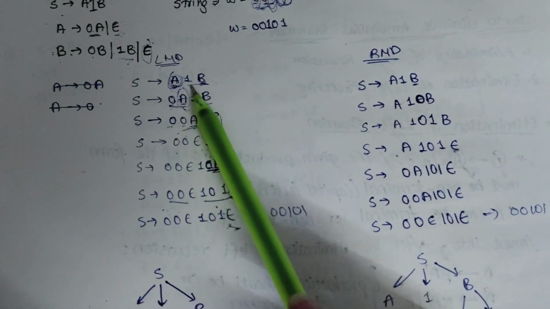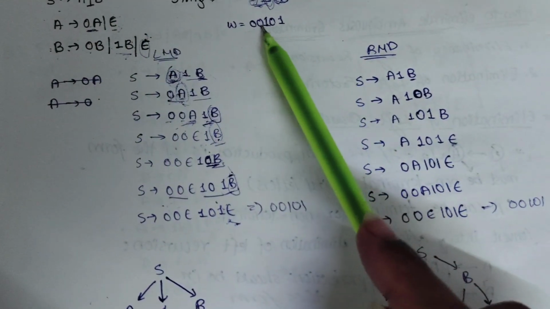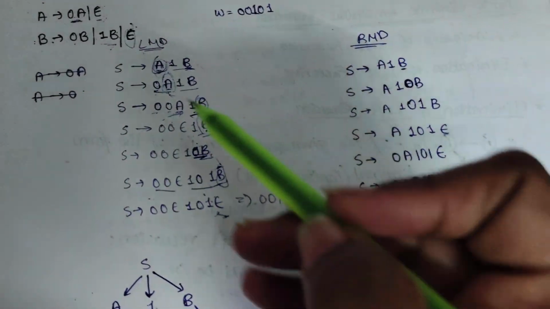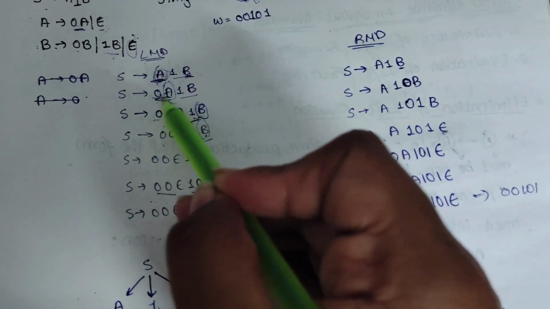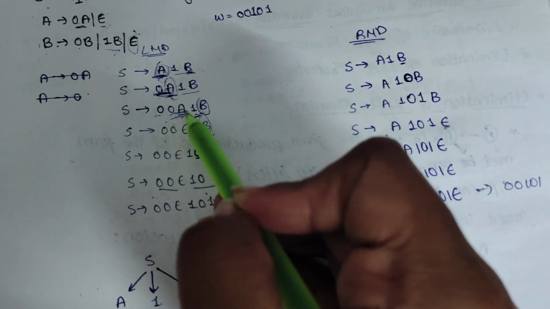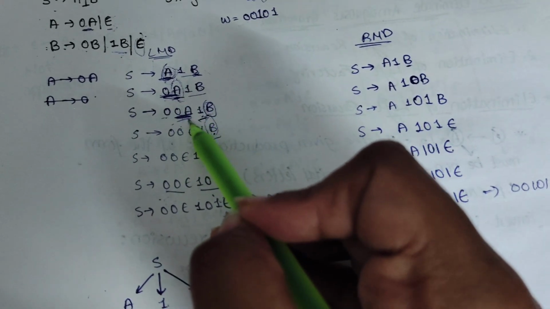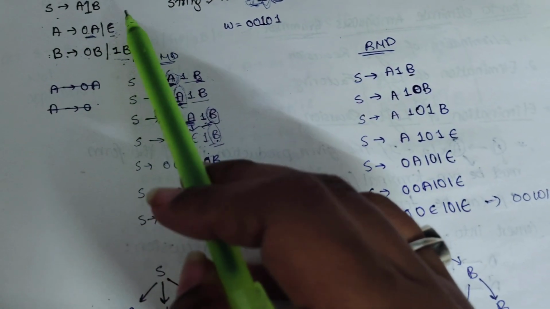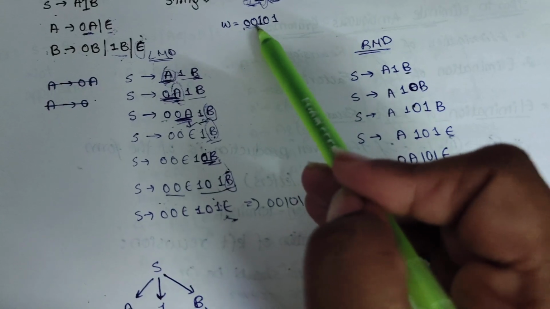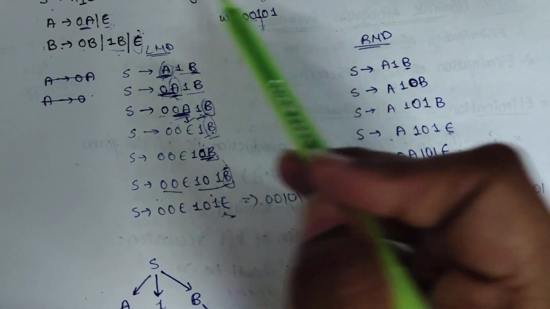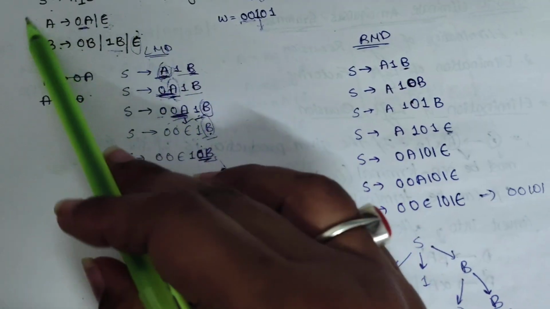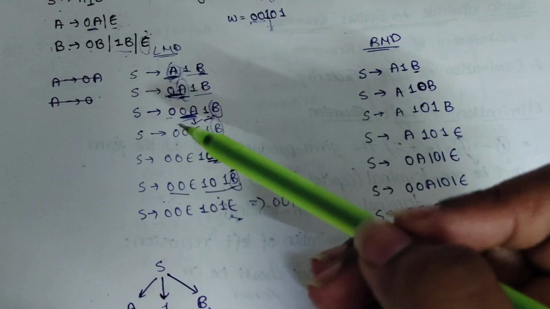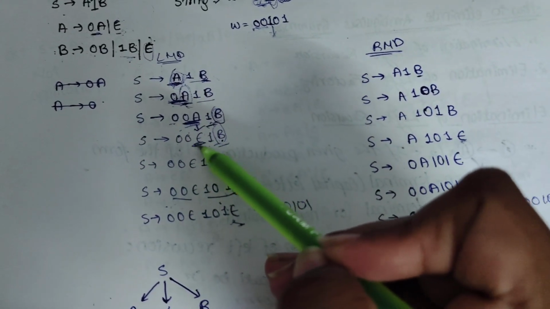Okay, now we have another A. What do you think we have to replace it with? We have another 0, so we'll again replace this A with 0A. Okay, now we have A again. What do you think we have to replace it with? 0A or epsilon? We are already done with two zeros and we need a 1 right now, right? But we don't have 1 in this production, so we have to replace it with epsilon, because we can ignore the epsilon when we get the final string.